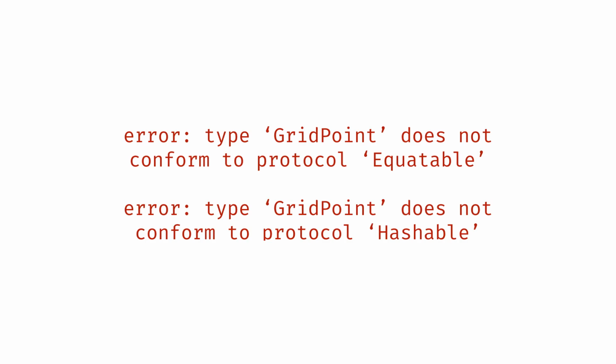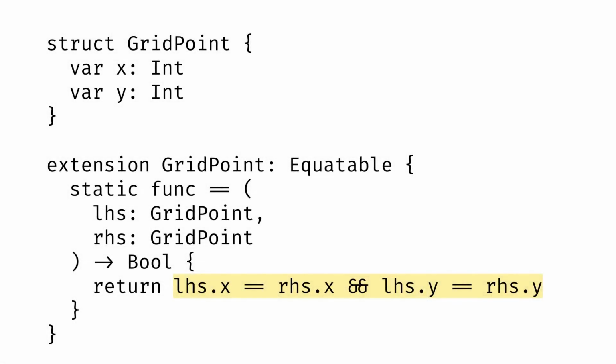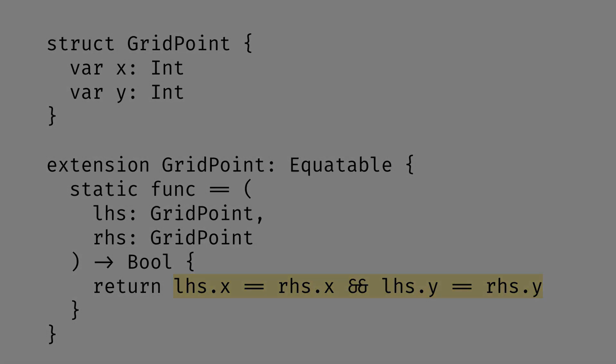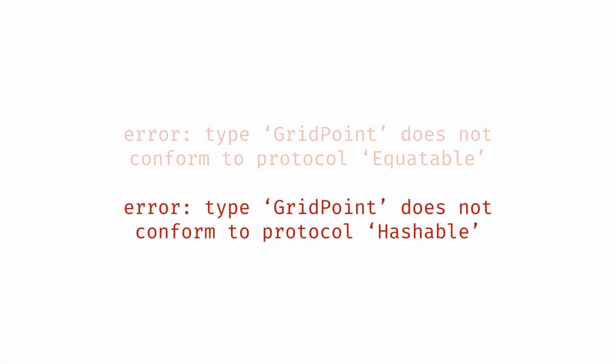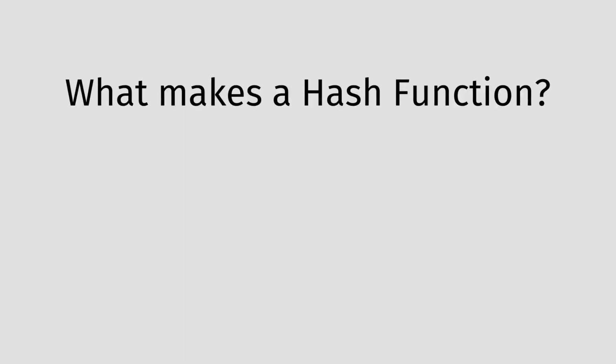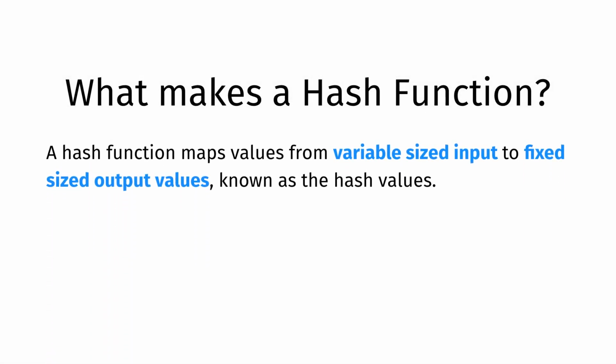So Equatable is pretty simple. You just implement Equatable the way you would implement it for pretty much any other type as well. You just check those fields for their corresponding values in the left and right-hand side. So that's one gone, one to go. And for Hashable, it's a bit more tricky because you first have to figure out what actually makes a hash function a hash function. And for this, it's good to look at some of those key properties of hash functions.